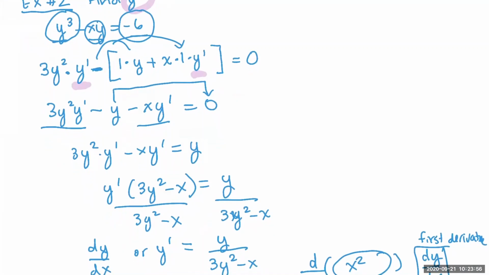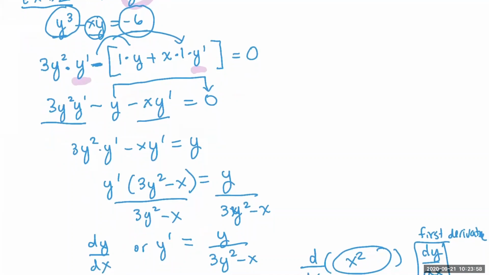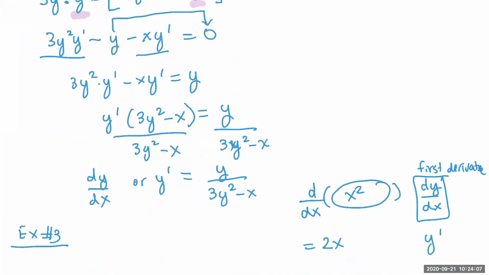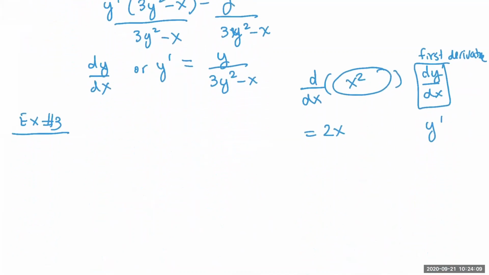Yes. So when you're applying the implicit, you're taking the derivative of y like normal, but then you multiply by y prime. Exactly. And it's kind of strange at first, but as you get the hang of it, it gets a little bit easier. So what I'd like you guys to do for example 3 is write down the equation.